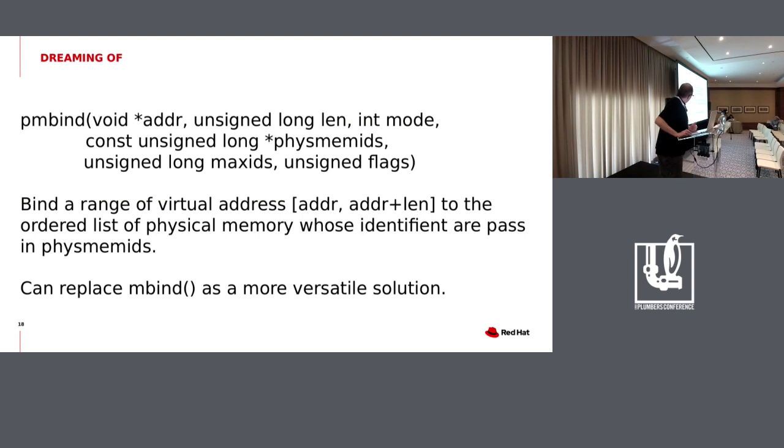It can also be a replacement for mbind, because it can do the same thing as mbind. If you do a system trace on many workloads and look at the mbind syscall, you will see that mbind usually has a node mask with only very few bits set, so the size of the physical memory ID list will be really small. Most of the time, people don't use mbind to try to use all the nodes. They just say, I'm going to use this node and this node, only a handful of nodes. So this is really what I want to get at.